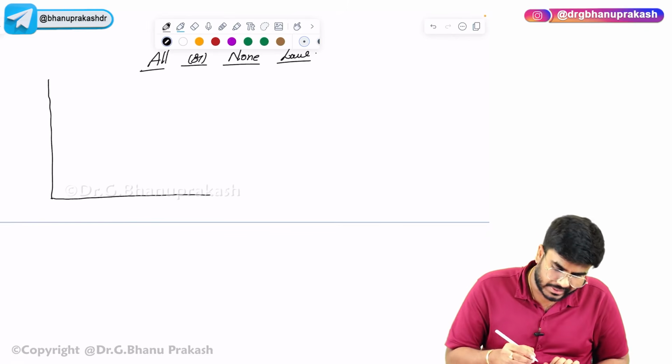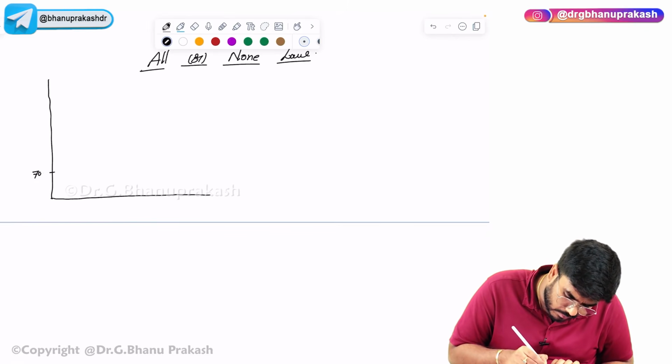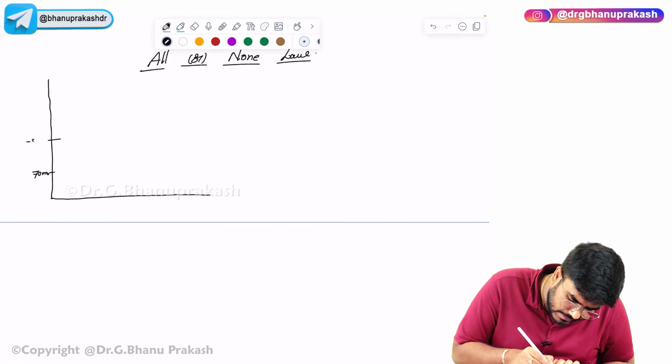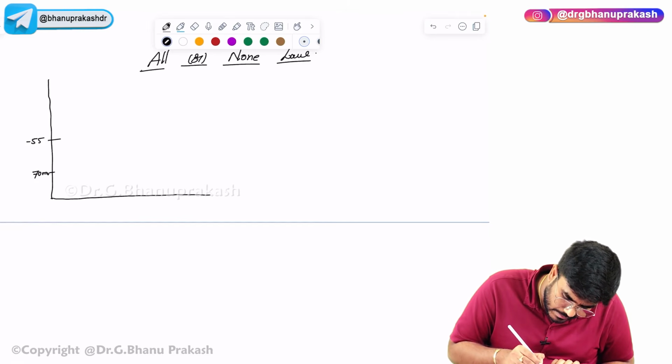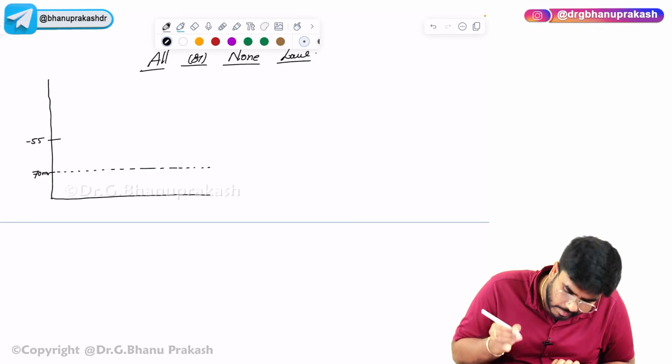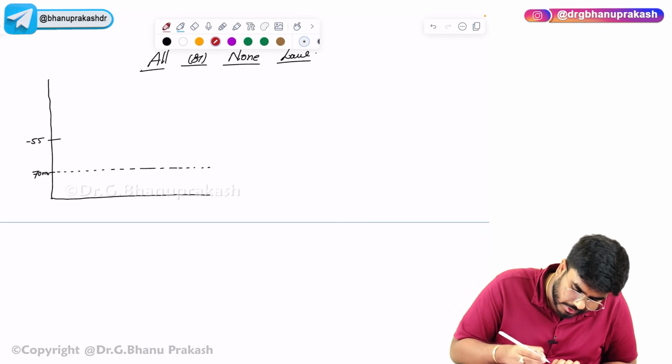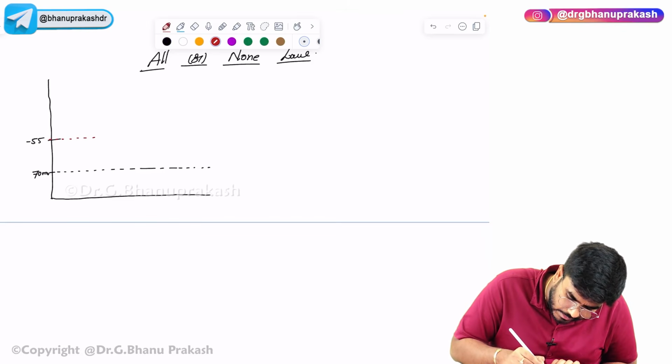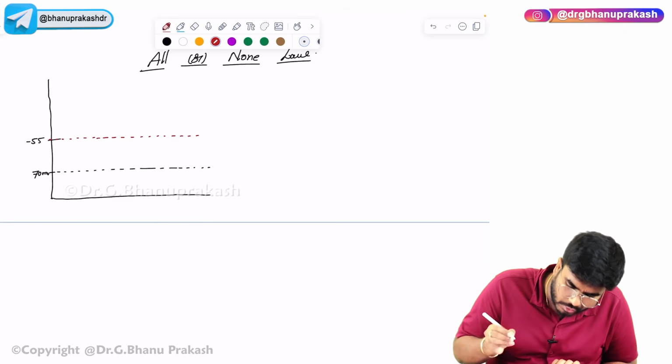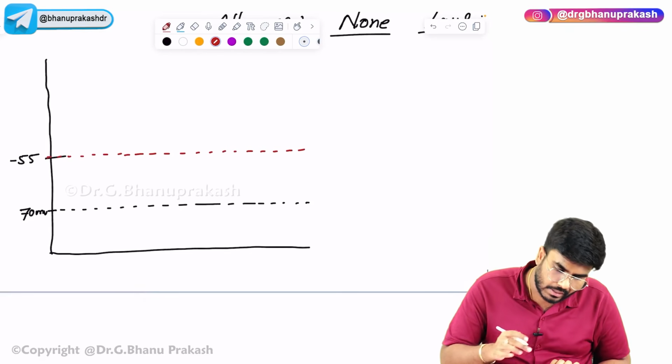For example, let's say here is minus 70 millivolts. Here is minus 55 millivolts. Now this is the resting membrane potential. These black dots are the resting membrane potentials. These red color dots which I am showing here, these are the threshold potential. This is the threshold potential. Now look what is happening.